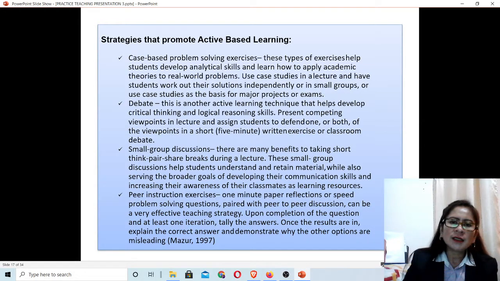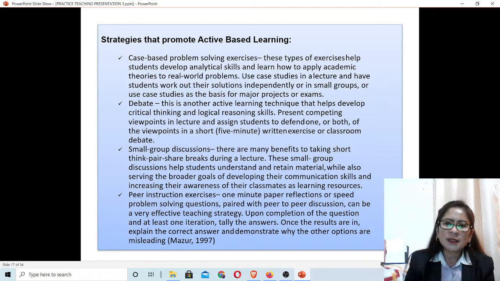Strategies that promote active learning. Case-based problem-solving exercises. This type of exercise helps the student develop analytical skills and learn how to apply academic theories to real-world problems. Use case studies in lectures and have students work out their solutions independently or in small groups, or use case studies as the basis for a major project or exam.